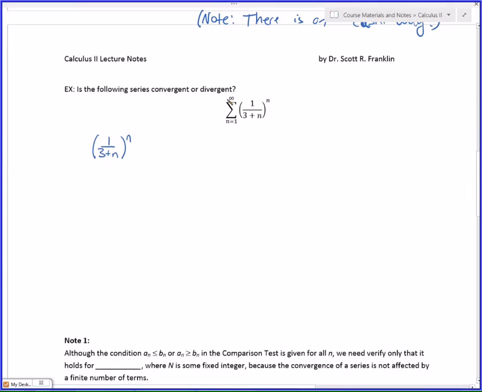Okay, so if we get rid of the n, well, n's always positive, right? So what does that do to the inside fraction? It makes the denominator smaller, so the whole fraction becomes bigger. So you can do this. Do you know what this series does?